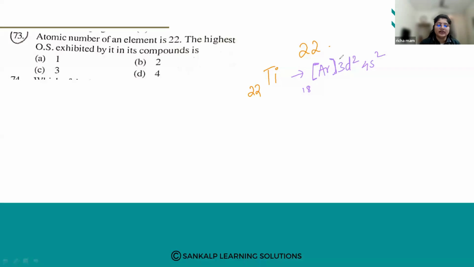Here the energy levels of 3d and 4s are very close. So it can easily lose these two electrons. It can show +2, +3, and the highest oxidation state it shows is +4. So the highest oxidation state shown by titanium in its compounds is +4. Understood? Okay.